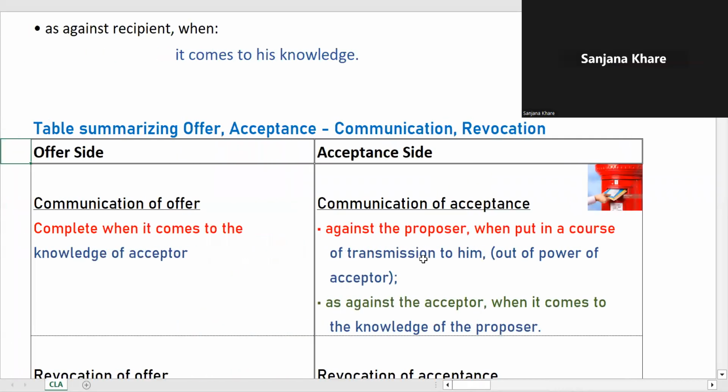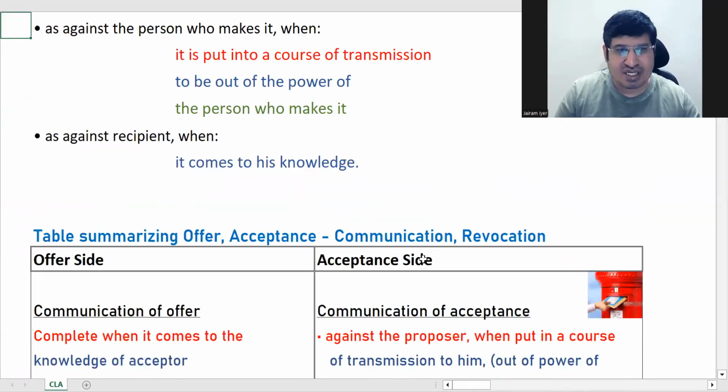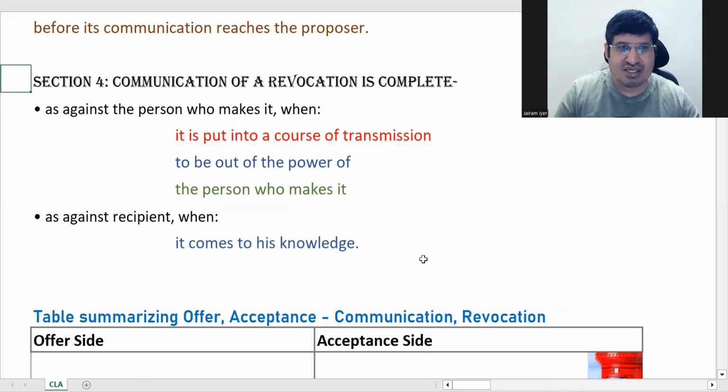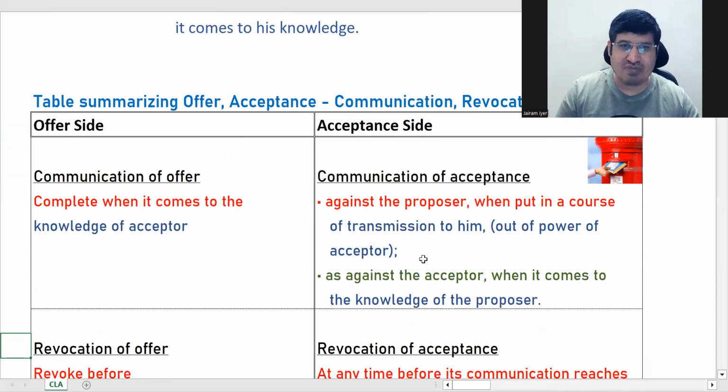Fine, sir. Okay. So yesterday where we ended is this, where we talked about communication of revocation, basically communication of offer, acceptance, and then revocation of offer, acceptance, and communication of revocation of offer, acceptance.